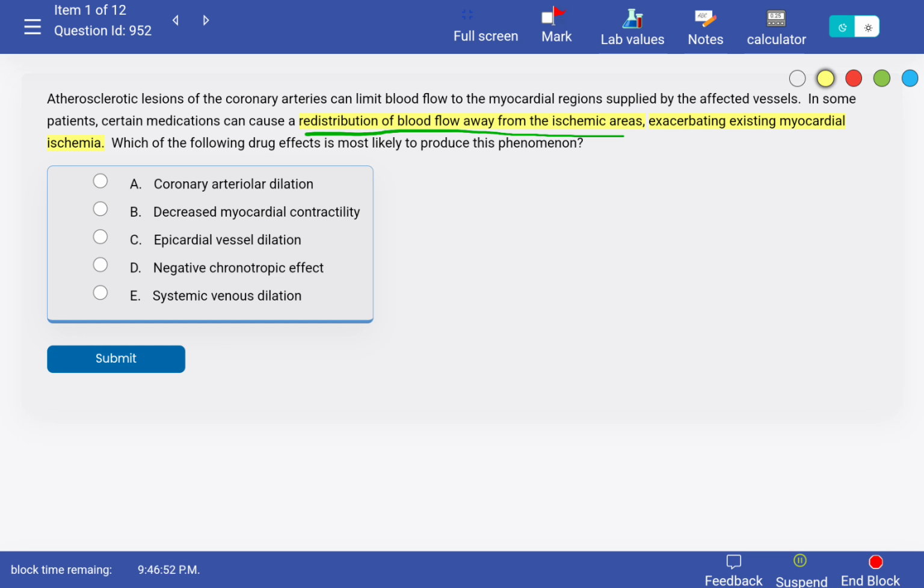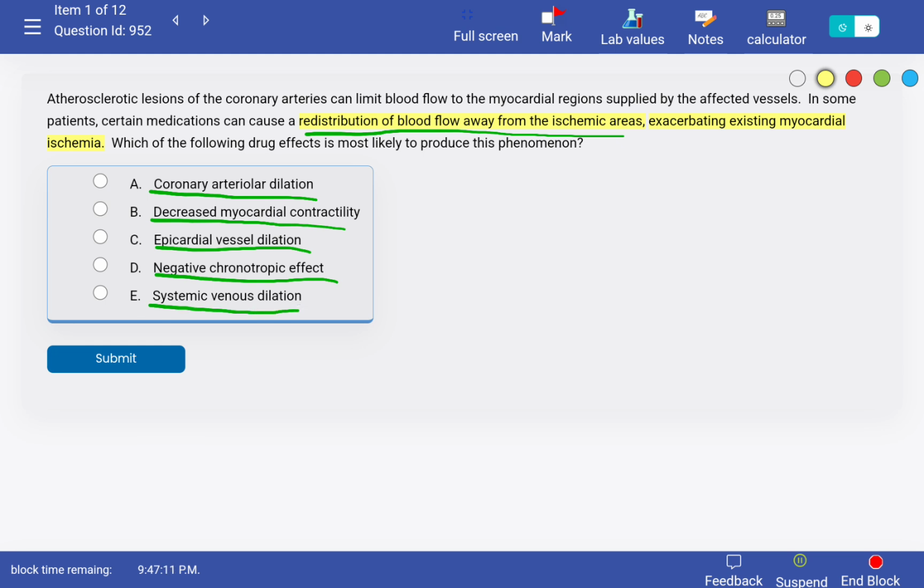Option A, coronary arteriolar dilation. Option B, decreased myocardial contractility. Option C, epicardial vessel dilation. Option D, negative chronotropic effect. And option E, systemic venous dilation. So pause it and give the answer.